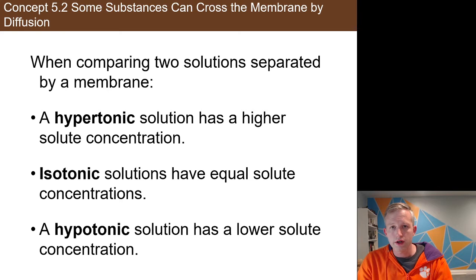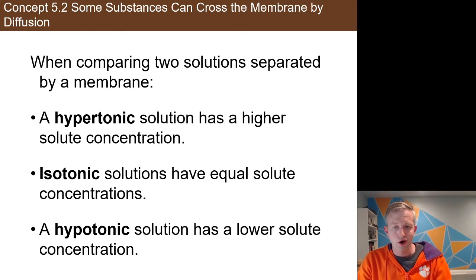So when we are looking at any two solutions that are separated by a membrane, these are the terms which hopefully we're vaguely familiar with, and we want to make sure we have confidence in using. A hypertonic solution is one that has a higher solute concentration. What is that solute? It could be salt, it could be sucrose, sugar, it could be any number of things, but the point is that it is a higher concentration solution that we refer to as hypertonic.